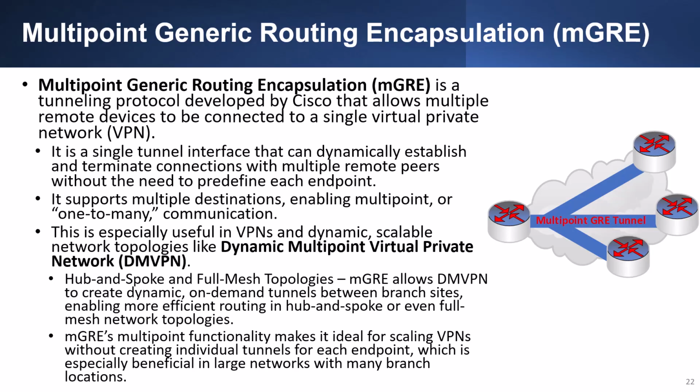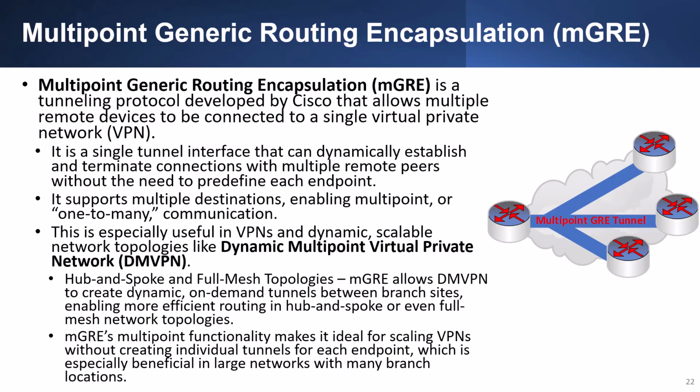Multipoint Generic Routing Encapsulation, or MGRE, is a tunneling protocol developed by Cisco that allows multiple remote devices to be connected to a single virtual private network, or VPN. It's a single tunnel interface that can dynamically establish and terminate connections with multiple remote peers without the need to predefine each endpoint. It supports multiple destinations, enabling multipoint or one-to-many communications.